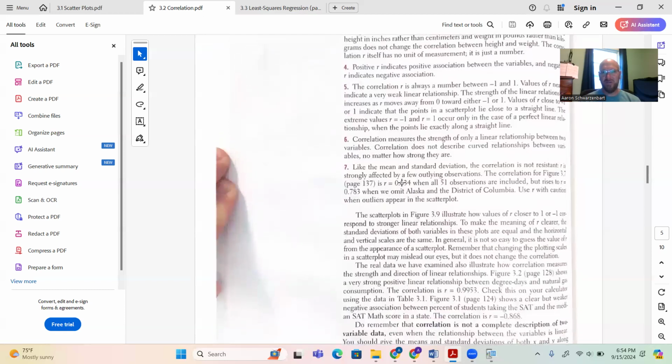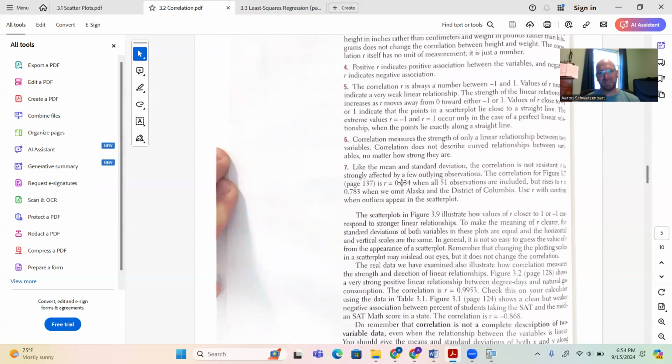Number five, correlation is always a number between -1 and 1, with numbers close to -1 or 1 being good. Strong correlation, the data fits a line well. Numbers close to 0 mean it doesn't fit a line at all, or you could say it fits a completely horizontal line through the middle of it. 0.5 isn't very good. There's a linear pattern to it, but it doesn't fit very tightly. Okay.